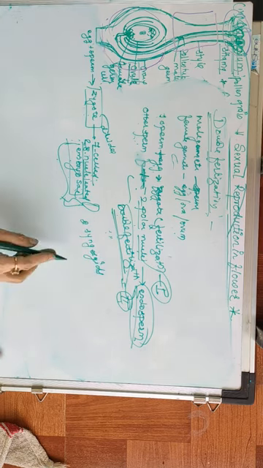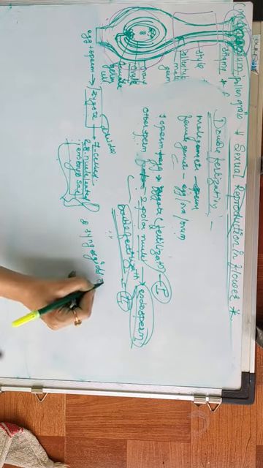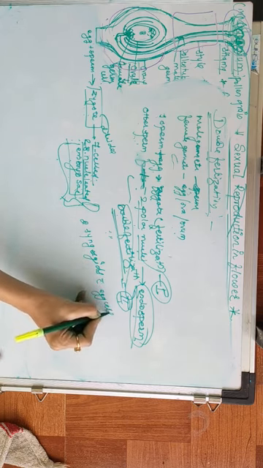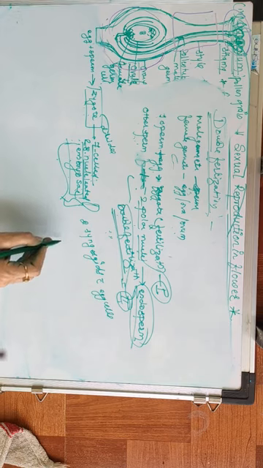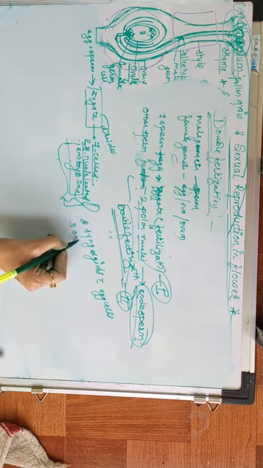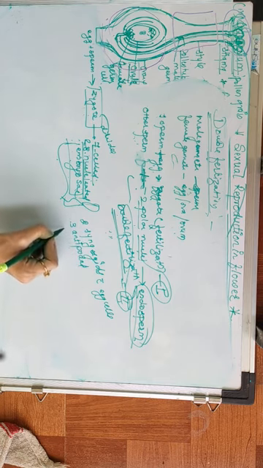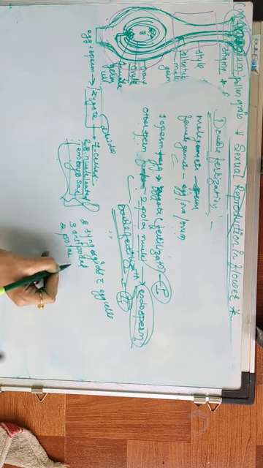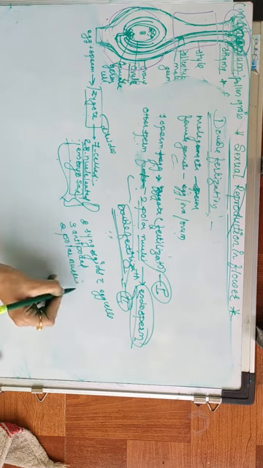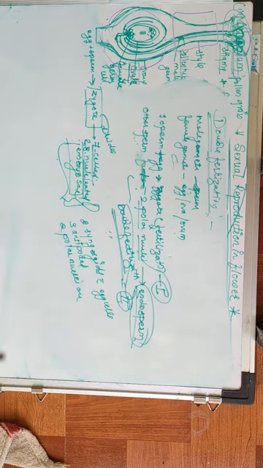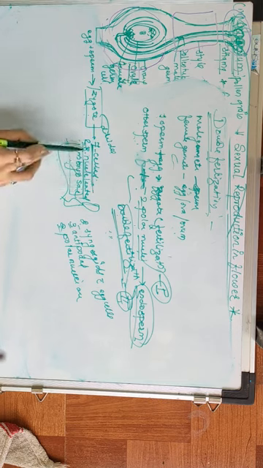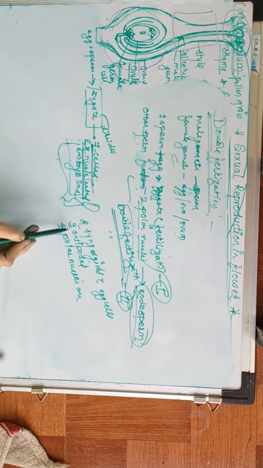Okay, 2 synergids with the egg cell, 3 antipodal and 2 polar nuclei are there. Okay, 5, 6, 7. Now you got it. So out of these 7 cells and 8 nuclei, 2 are synergids, 3 are antipodal and 2 are polar nuclei.